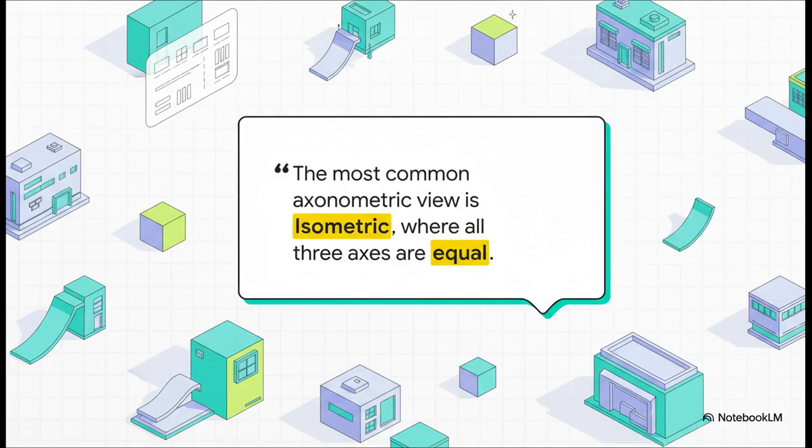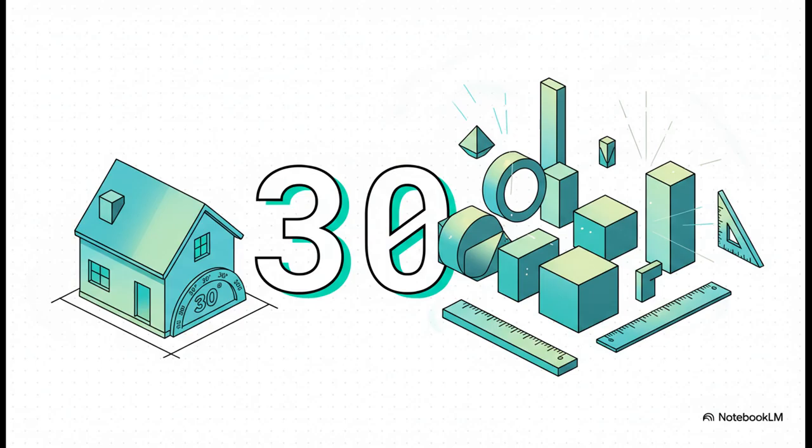And the name itself gives it away. Iso means equal, and metric means measure. So it's an equal measured drawing, where the scale is perfectly consistent along all three of the axes you can see. And this number, this is the secret key to spotting an isometric drawing out in the wild. The horizontal axes are always drawn at a 30-degree angle from the baseline. 30 degrees, you gotta lock that in.